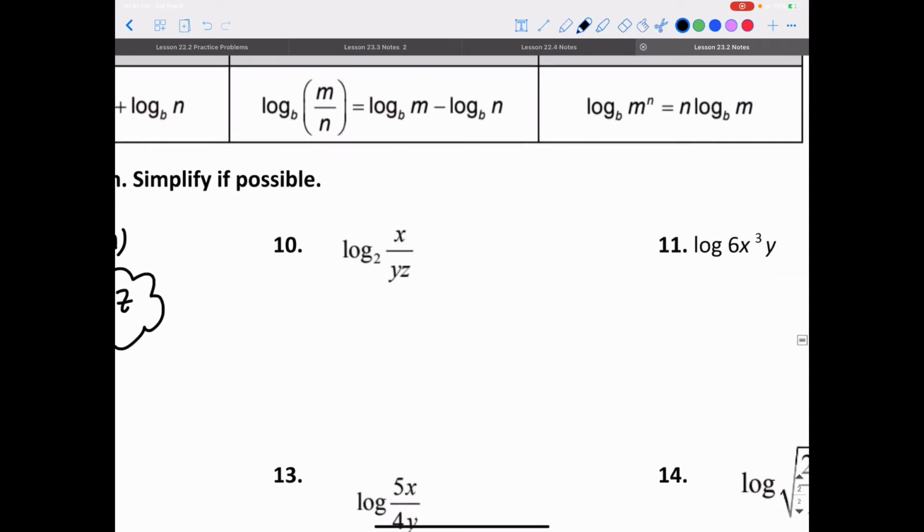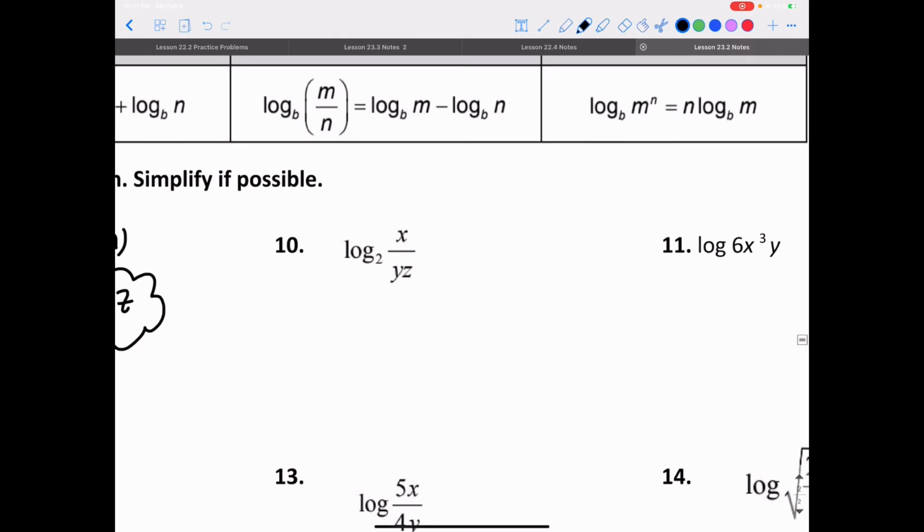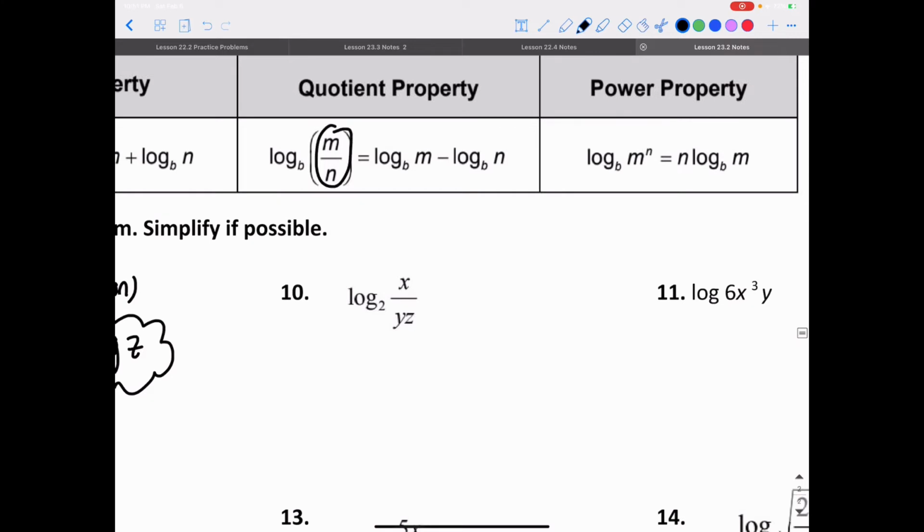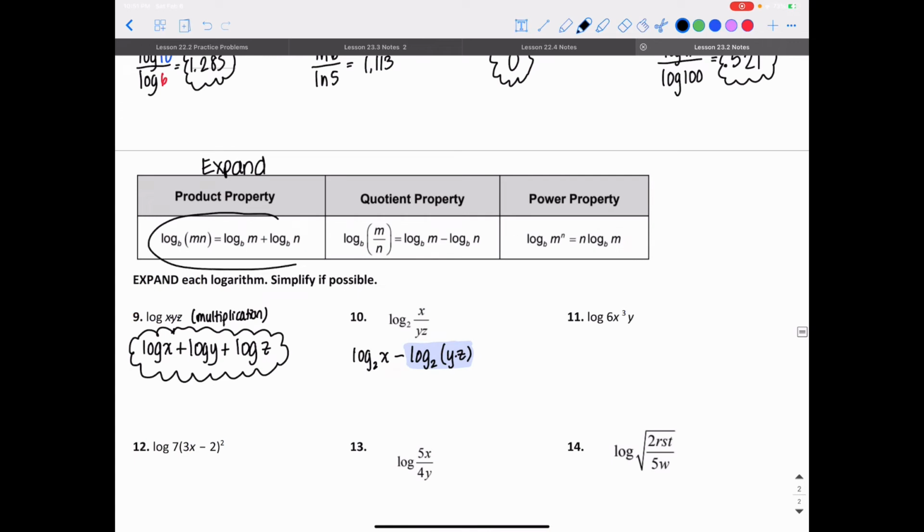All right, for number 10, I see log base 2 of x divided by y times z. So I see division inside, which means I'm going to use the quotient property, and I'm going to separate the logarithms with subtraction in between. I know it's base 2, so I have log base 2 of the numerator, x, minus log base 2 of the denominator, which is y times z. I can simplify this a little further. This logarithm, log base 2 of yz, can break down further because there's multiplication happening between the y and z. So now I can use the product property again.